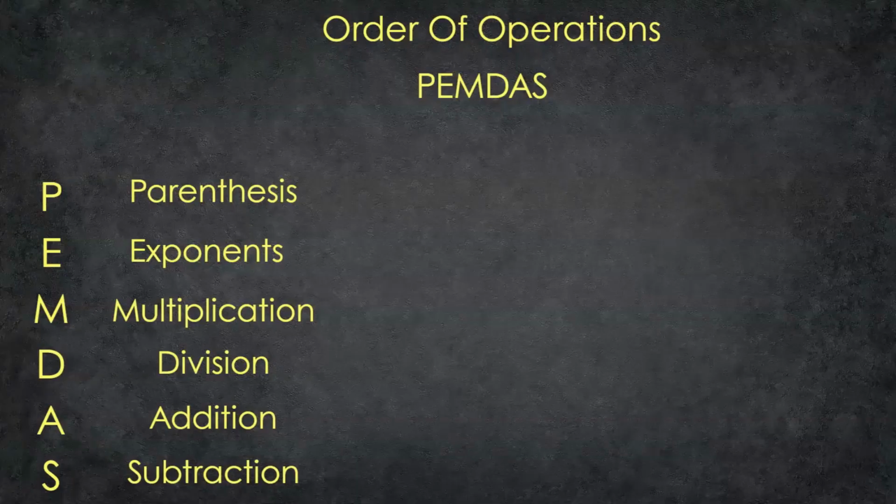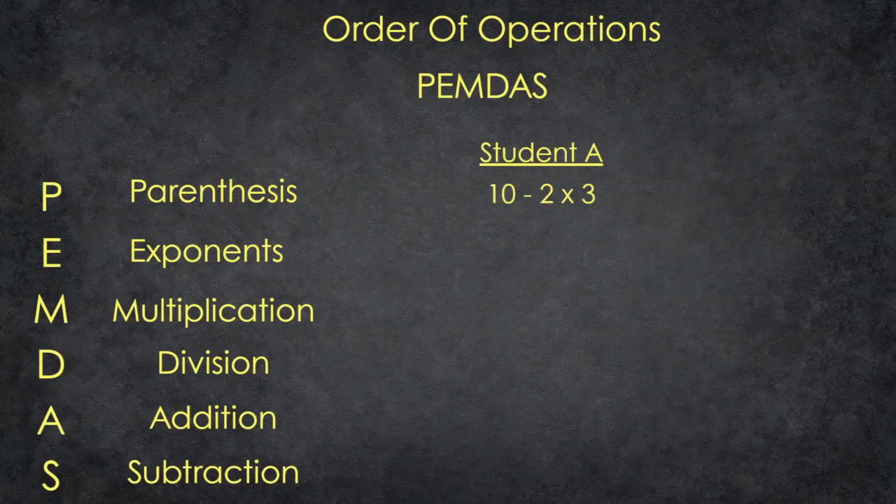So before we get into the nitty-gritty of PEMDAS and order of operations, let's just talk about why we have order of operations. Let's say we have two students who are trying to solve an equation. Student A is trying to solve 10 minus 2 times 3. So they first do 10 minus 2 and get 8. And they drop down the times 3. So now they have 8 times 3. 8 times 3 is 24.